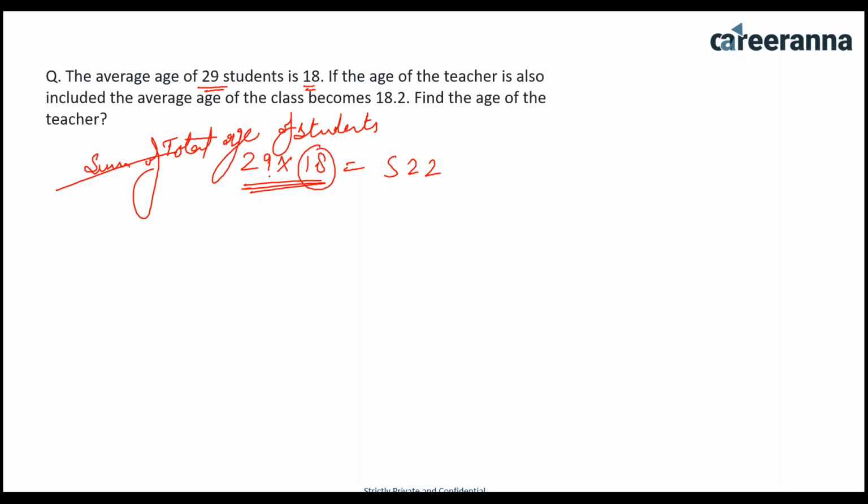How do you guys solve it? I do it like this: 18 multiplied by 30, which is 540 minus 18, because I have to multiply it by 29. So I have to subtract 18. 540 minus 18, it is 522. This is how you can do. So, okay. So total age is 522. It is of students only, right? So now, of 30 people, including the teacher, I have to multiply it by 18.2. What is the value, guys? Can you solve it for me? 546. Very good.